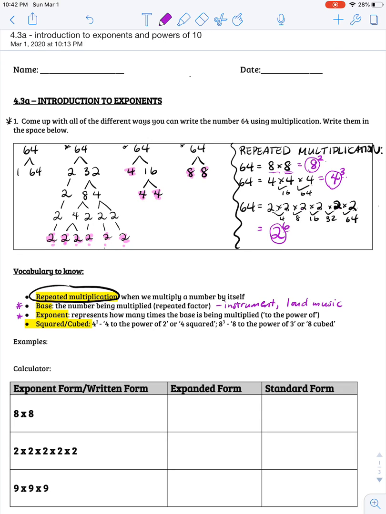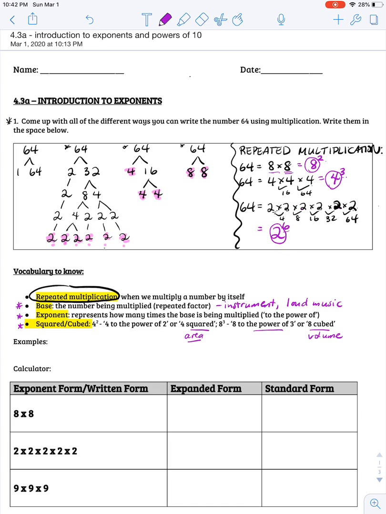Now, the third and fourth vocabulary listed there is something called squared or cubed. There are special ways you can say 4 to the power of 2. It can mean 4 squared. 8 to the power of 3 can also mean 8 cubed. It has to do with how we calculate area, which is measured in square centimeters or meters, and then we measure volume in terms of cubic units. So those are other ways you can say it.